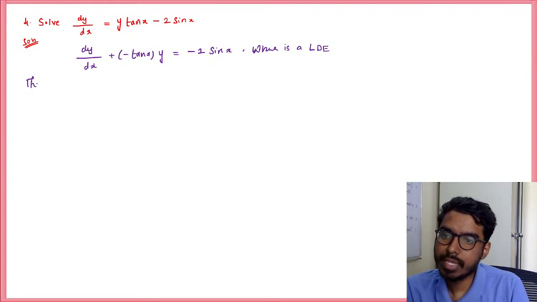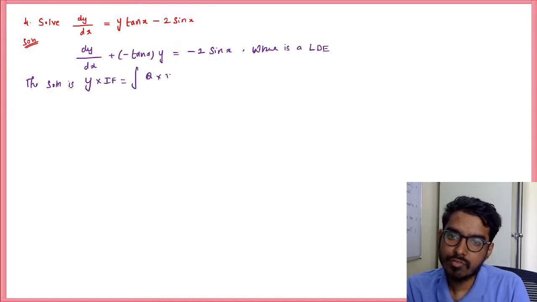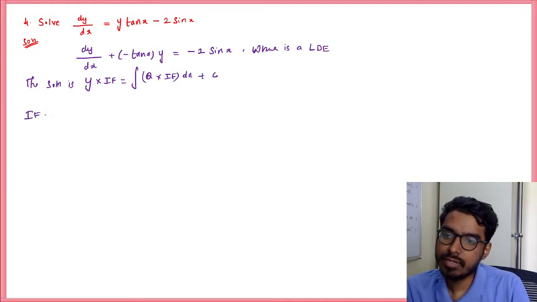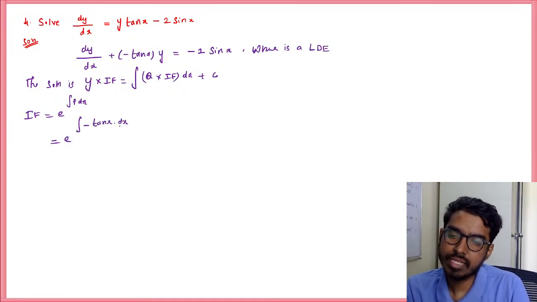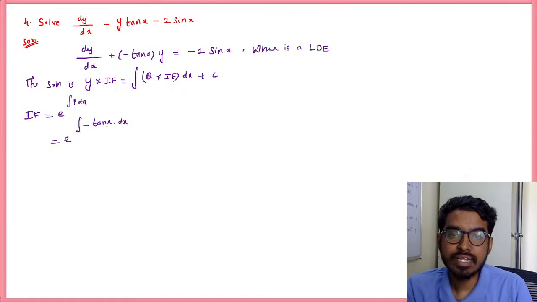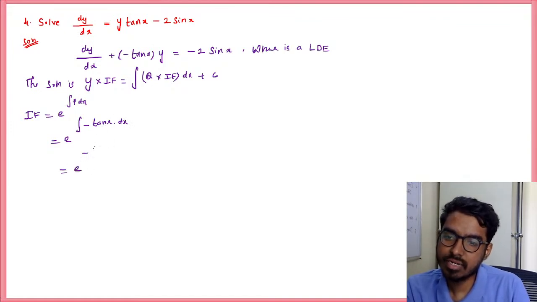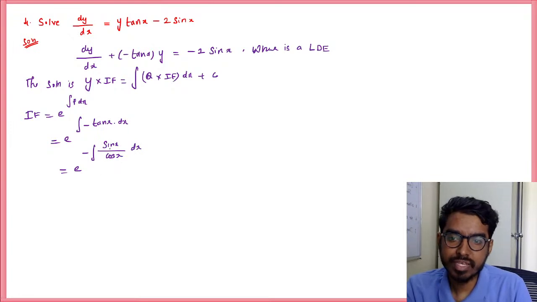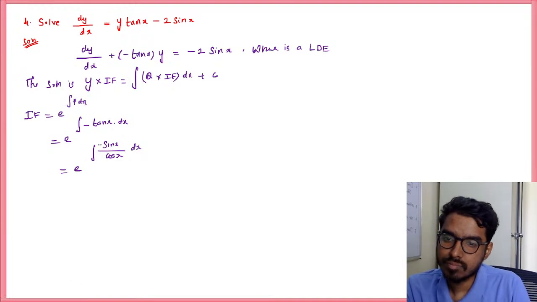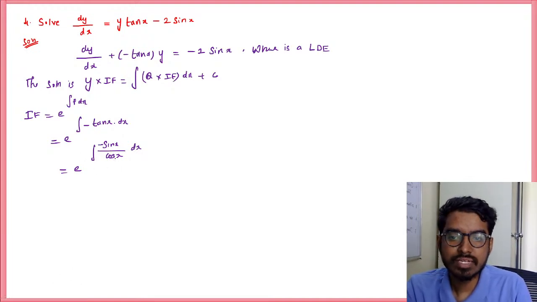right? The solution is given by y into integrating factor equal to integration of q into integrating factor dx plus c, right? So what is the integrating factor? E power integration of p dx. So e power integration of minus tan x dx, right? So integration of minus tan is log cos x, right? This can be done as integration of minus sin x by cos x dx. So f of x, f dash of x, right? So you write this as minus sin x, f of x, f dash of x. Derivative of cos x is minus sin x.